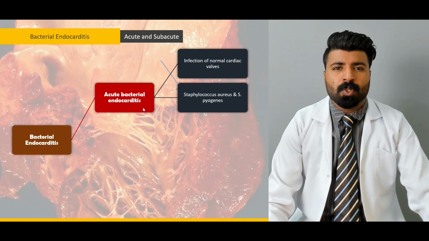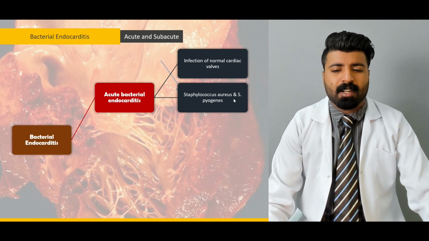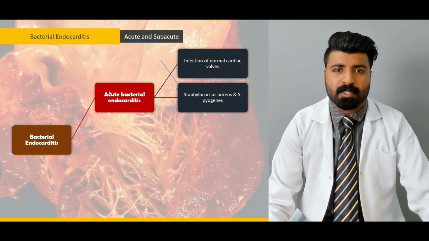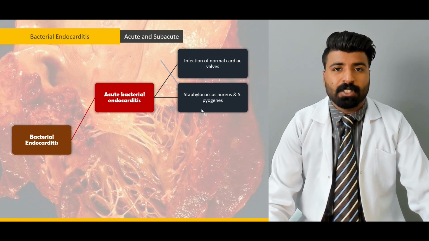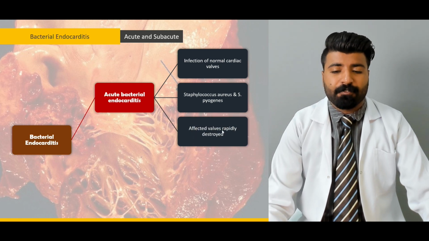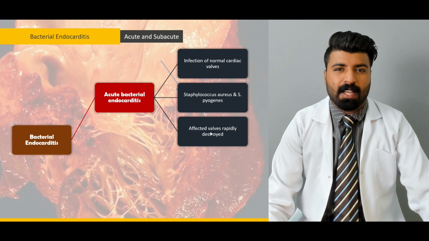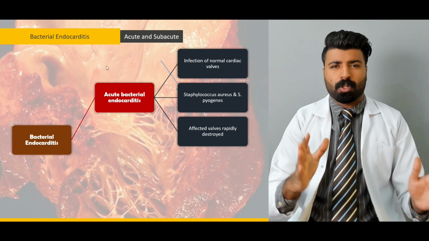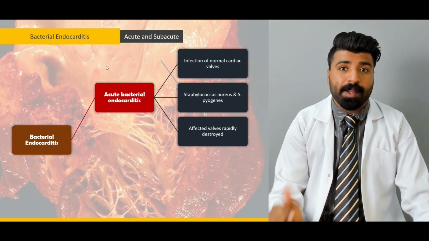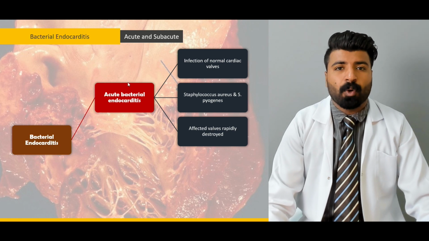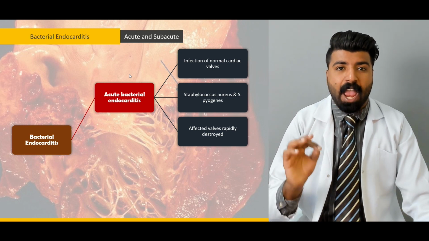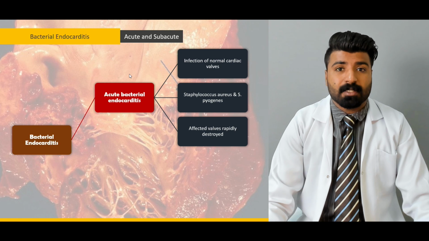So which organisms are going to cause this? I told you, Staphylococcus aureus and Streptococcus pyogenes. These are the two basic organisms causing acute bacterial endocarditis. Both of these organisms affect the normal cardiac valves very rapidly, and they destroy these valves. By the name of acute, we said acute is going to be sudden, it's going to be in a snap, it's going to affect these valves and destroy them. And you know what? Even in acute bacterial endocarditis, death is also one of those consequences. It just tells you how severe acute bacterial endocarditis is.